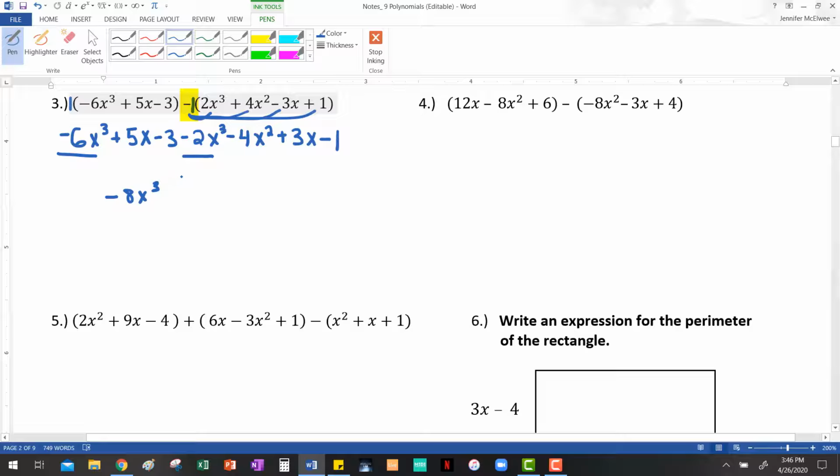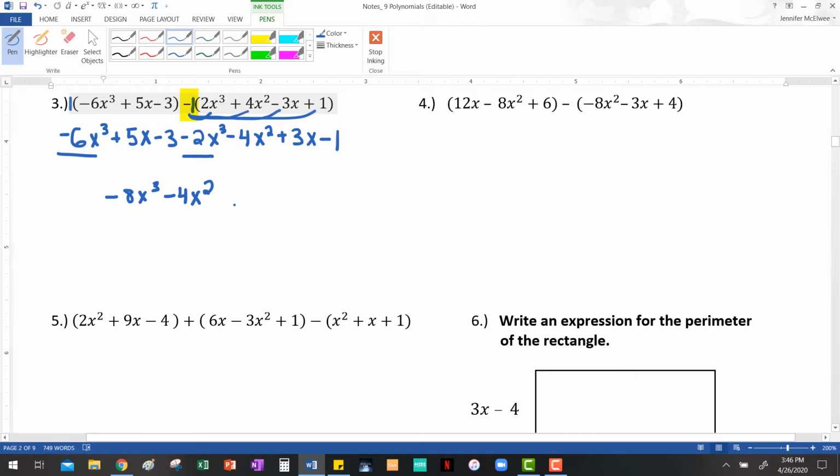Second, I'm going to look for any quadratic terms. That means terms where the exponent is a 2. I see negative 4x squared, and I don't see any like terms with it. So that's going to be brought down with the rest of the problem.